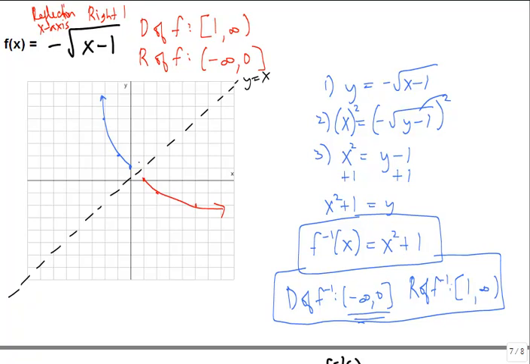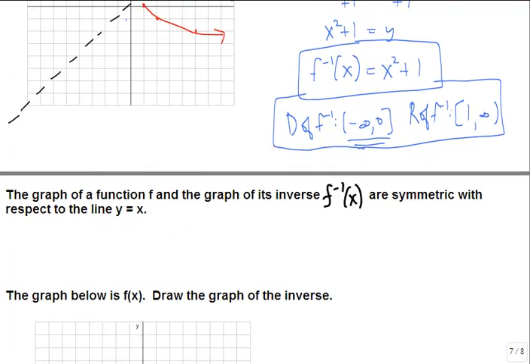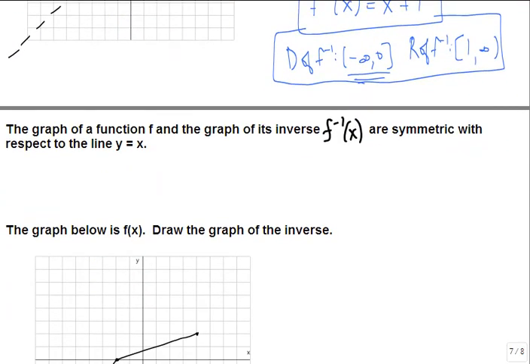And now after I remove it, my graph looks good. I do see that reflection across the line y equals x. So that's another way to check that you're doing it correctly. Draw in that line and make sure that you're looking at the correct reflection. So just to summarize that, the graph of a function f and the graph of its inverse, f inverse, are symmetric with respect to the line y equals x. So you should be able to draw that diagonal line and see that symmetry.